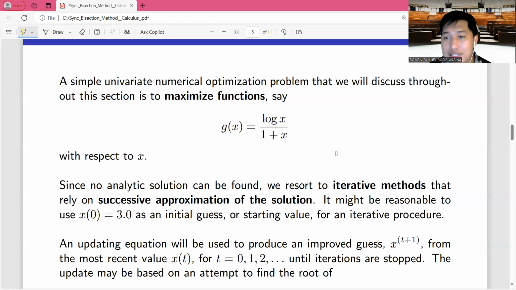In many cases, the functions we seek to optimize are not just difficult to solve. They are nearly impossible to solve with just simple algebra. They require a different approach called iterative methods or iterative functions. They rely on successive approximation of the solution, and it might be reasonable to use an initial value to find the value of the optimal root.